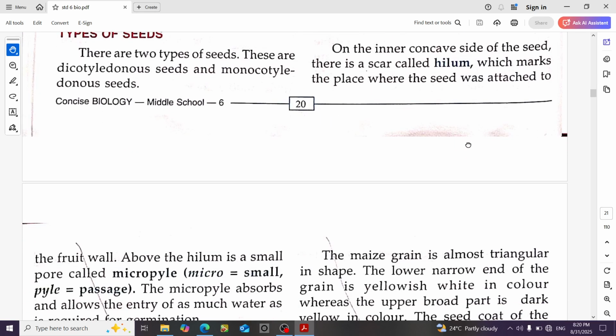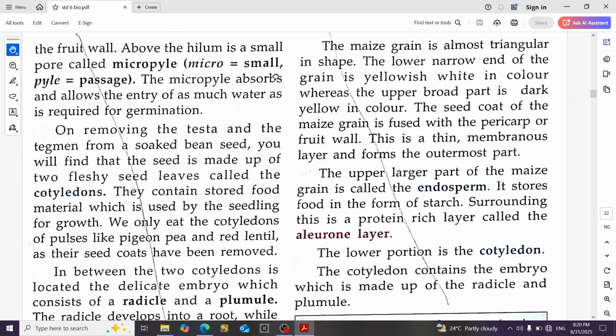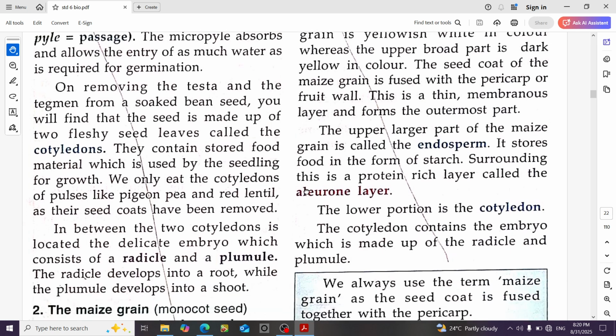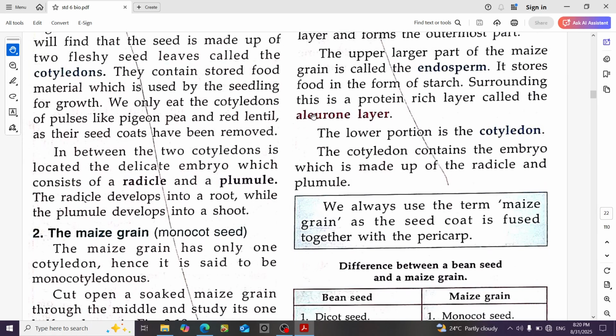Now, on the inner concave side, there is a scar called the hilum, which marks the place where the seed was attached to the fruit wall. Above the hilum, there is a small pore called the micropyle. The micropyle absorbs and allows the entry of as much water as is required for germination. On removing the testa and tegmen of the soaked bean seed, you will find that the seed is made up of two fleshy parts. They are called cotyledons.